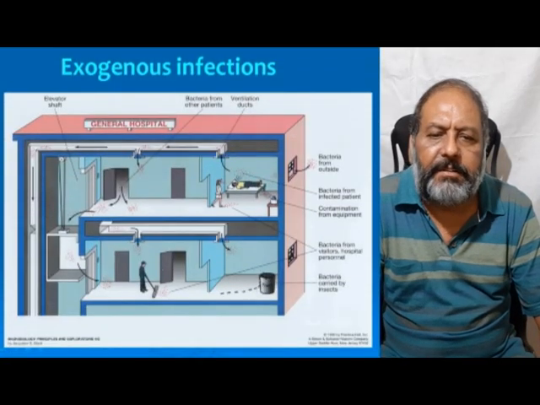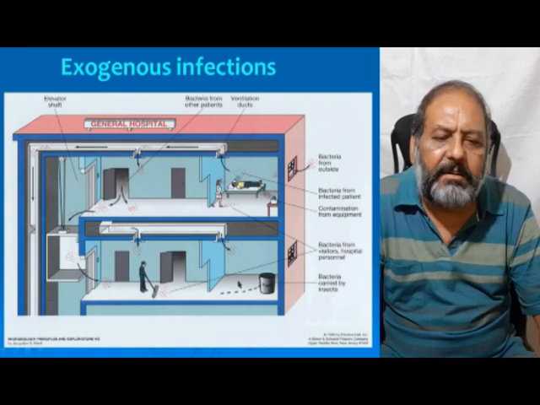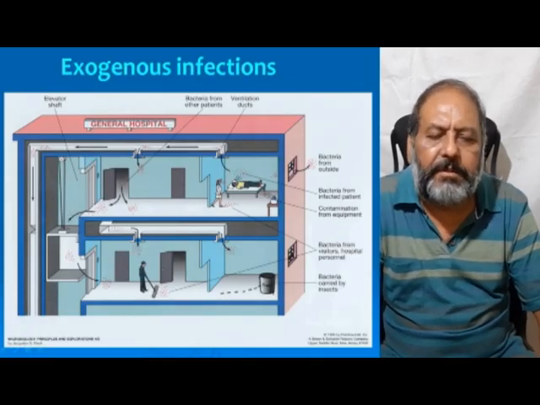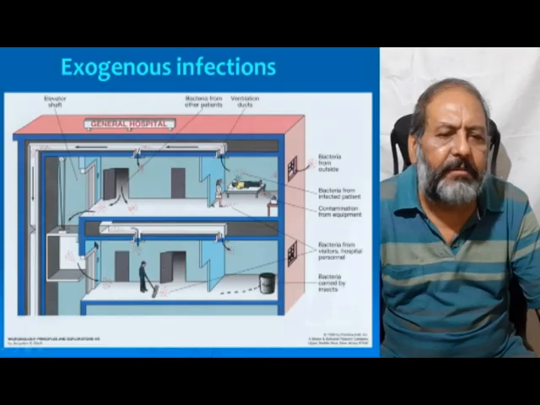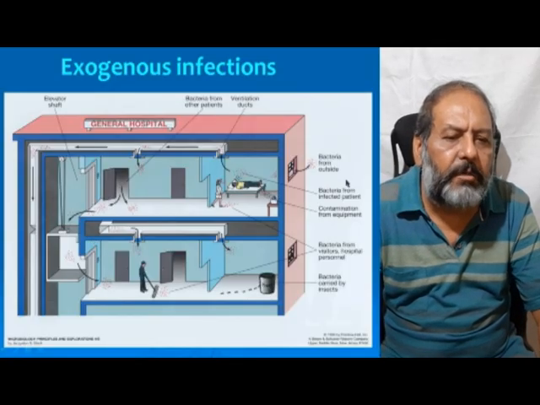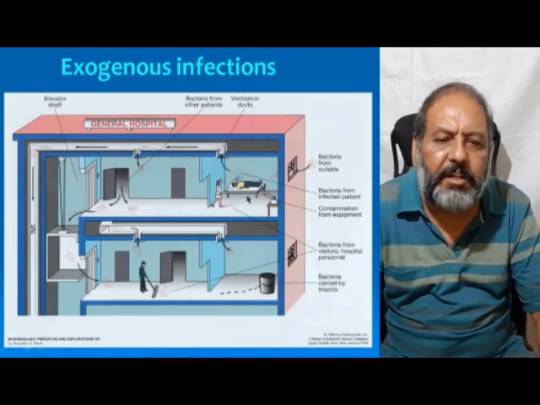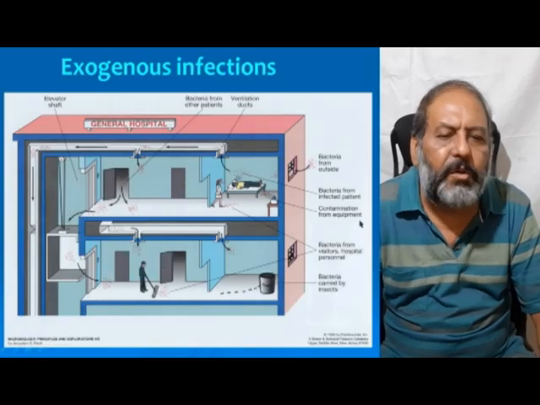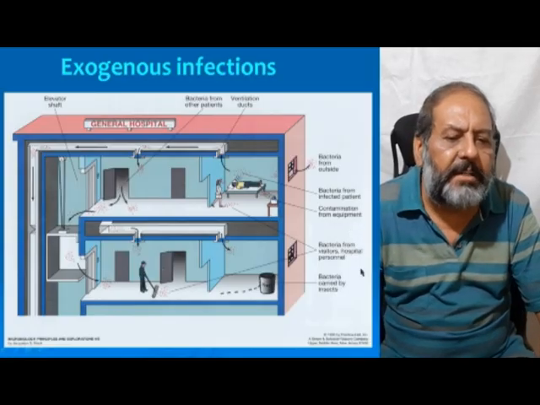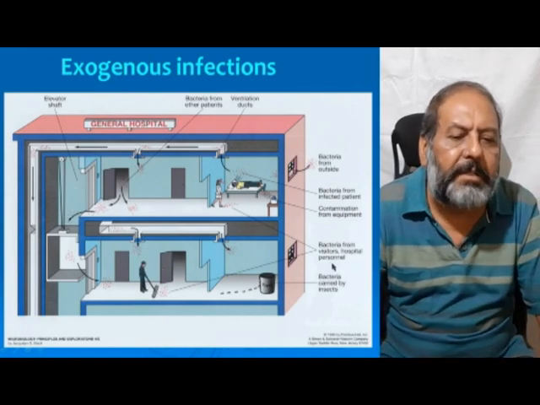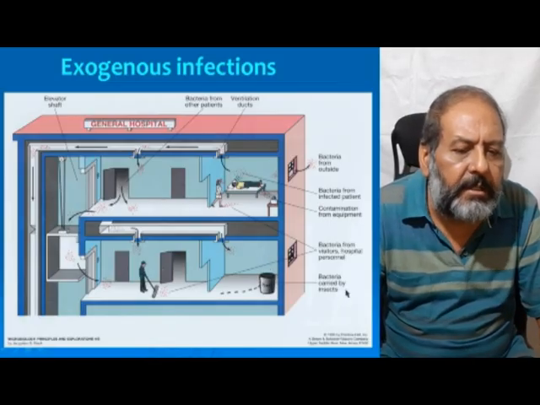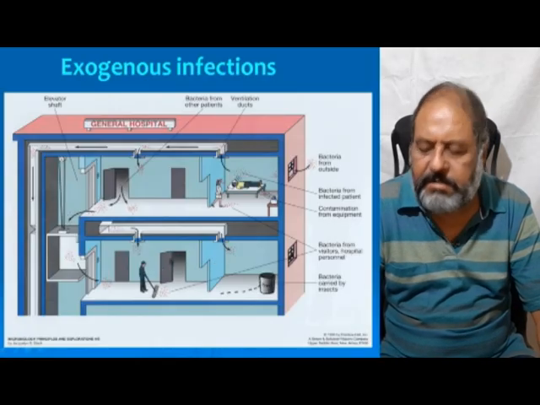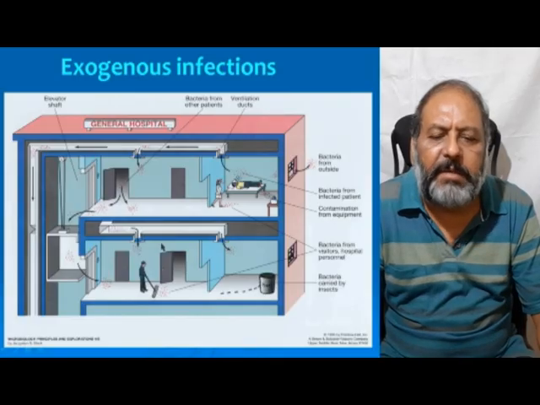Okay. And here is the exogenous infection from outside the hospital. The patient is admitted to the hospital, and one can get the infection from different sources: the sweepers and the nurses when they come from outside and bring the infection inside. So bacteria from outside and bacteria from infected patients, then contamination from the equipment being used, then bacteria from visitors and hospital personnel, those who are visiting and attending the patient, then bacteria carried by insects which come and bite the patient and transmit various microorganisms.